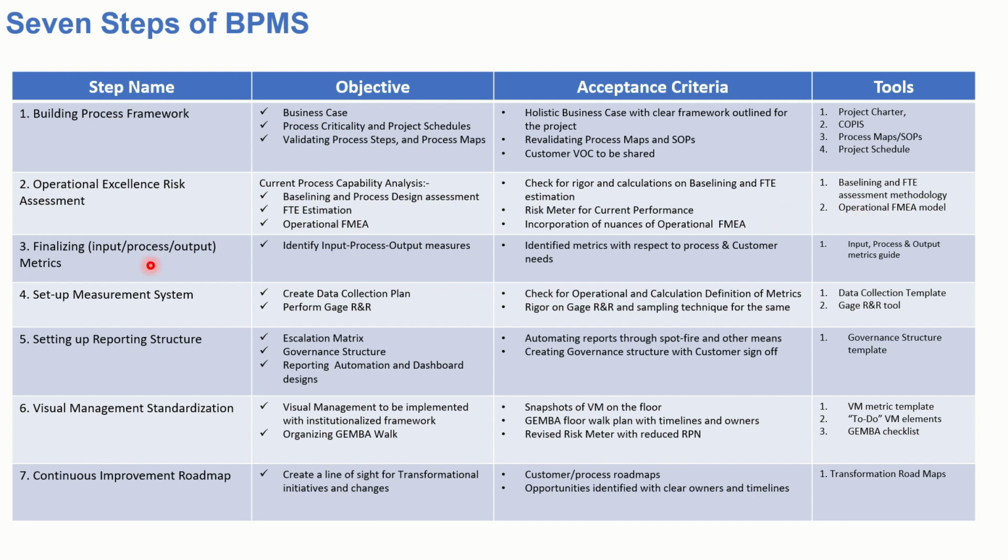The third step is finalizing input, process, and output matrix. The objective of this step is to identify these input, process, and output measures so that the process functions effectively and the customer needs are being met. The acceptance criteria for this is to identify metrics with respect to process and customers. And the tool that can be used here is input, process, and output metric guide.